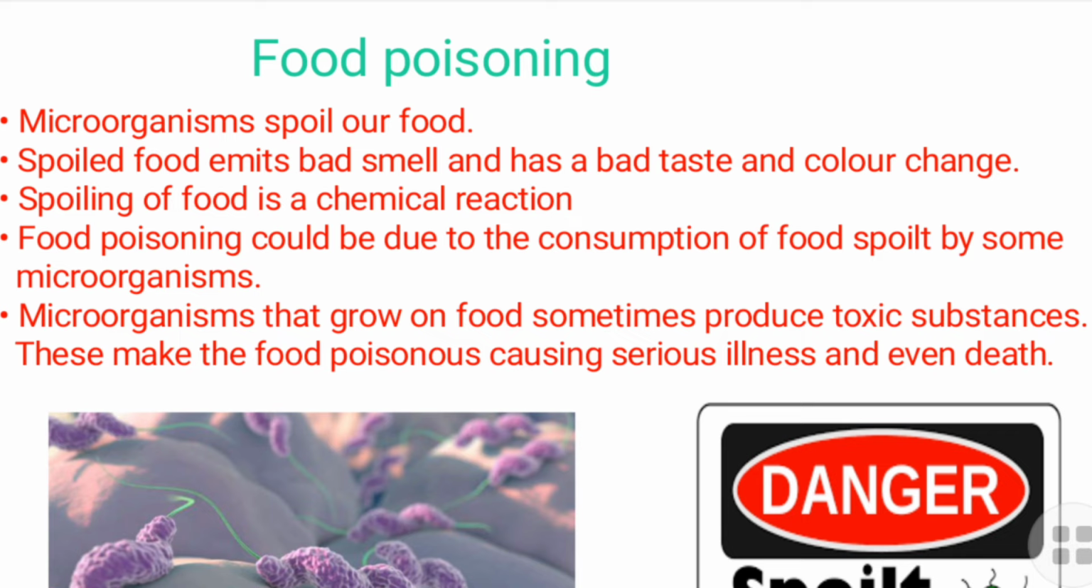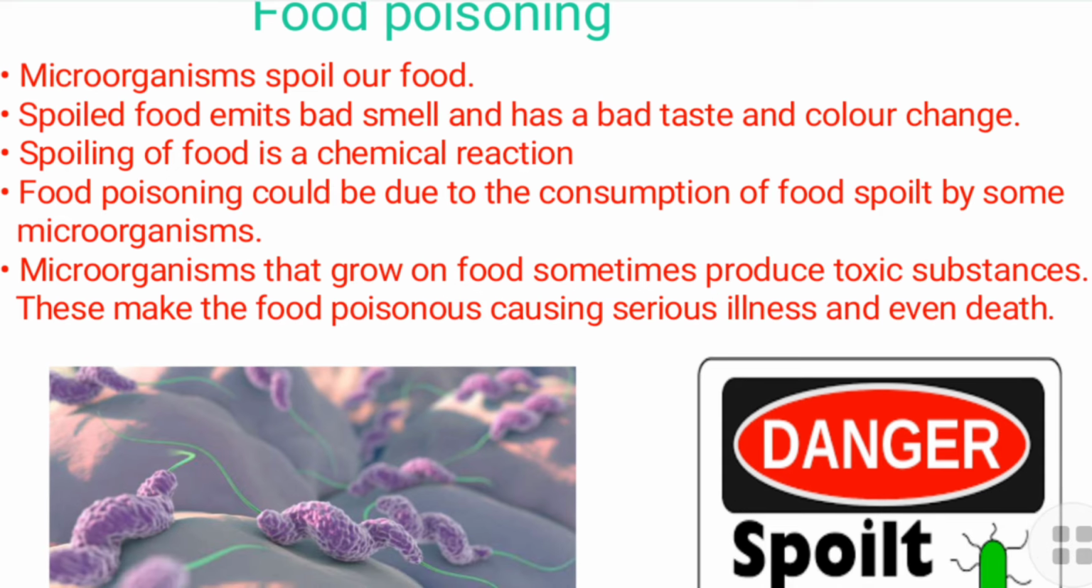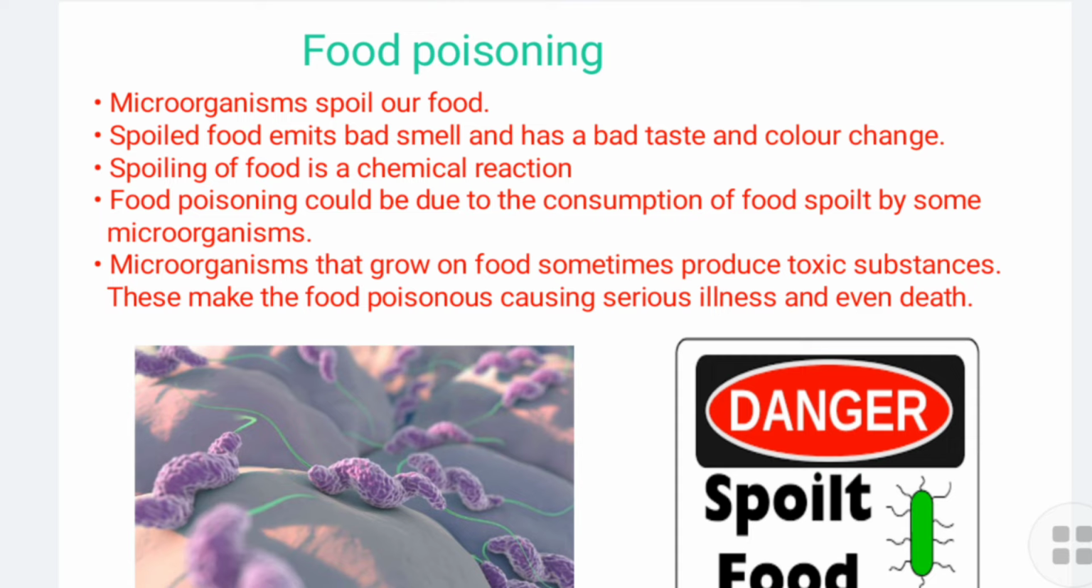Microorganisms that grow on food sometimes produce toxic substances. These make the food poisonous, causing serious illness and even death. So these harmful microorganisms are releasing toxic substances in the food items, making the food poisonous. And when we consume these poisonous food items, it leads to food poisoning.